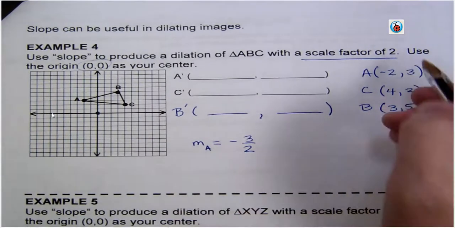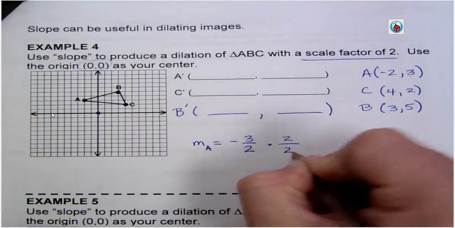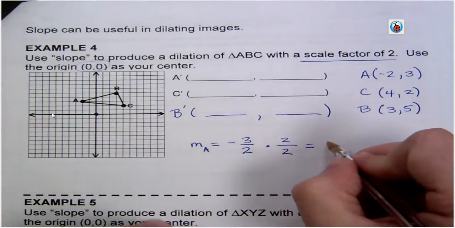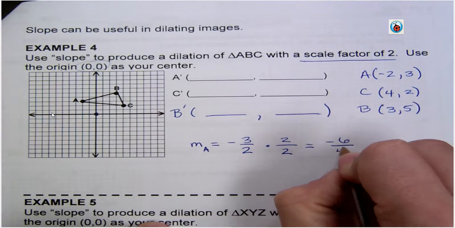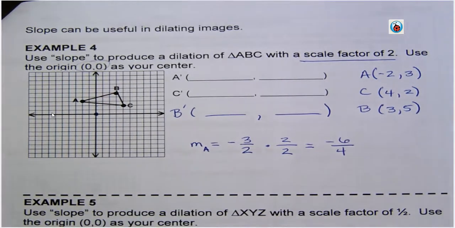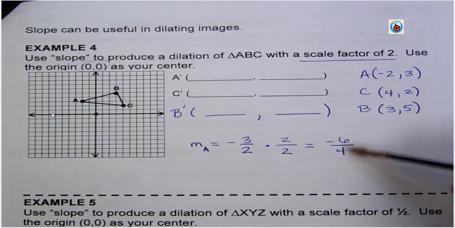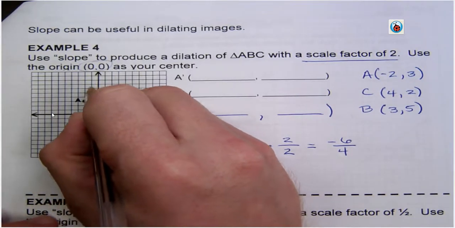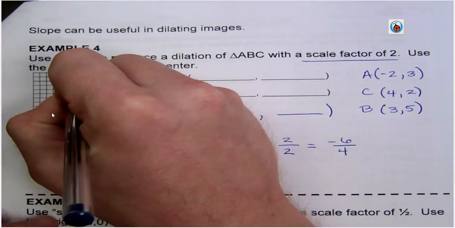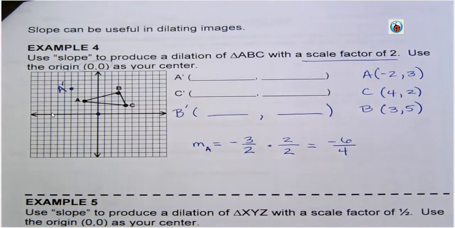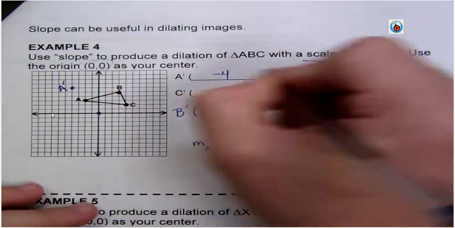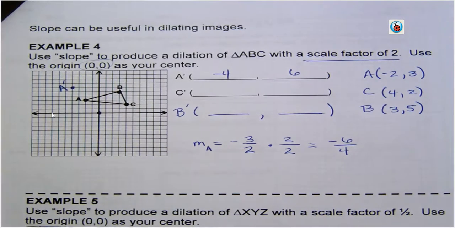Well, to dilate this by a scale factor of 2, I just multiply both the top and the bottom by 2. And those numbers become 2 times bigger. So in the top, I'm going to get 6. In the bottom, I get 4. So now that's my new slope to get to A prime. So I go up 6 and to the left 4. So my coordinates here are at negative 4, 6 of my new point, the image of A.